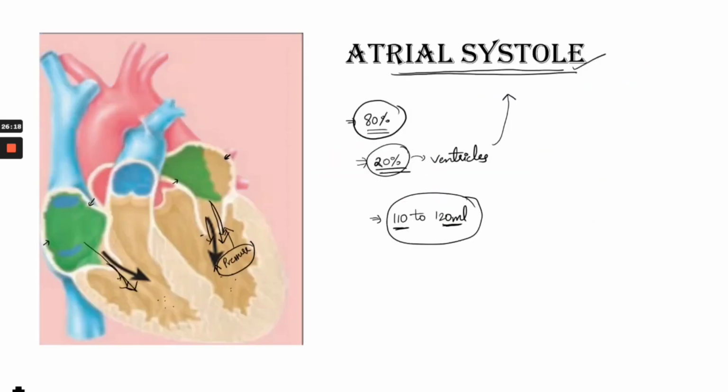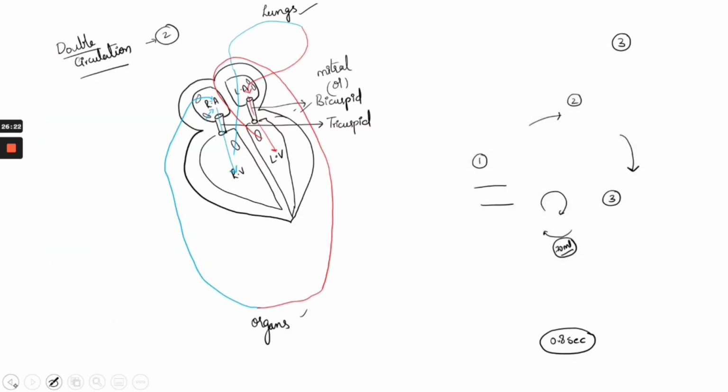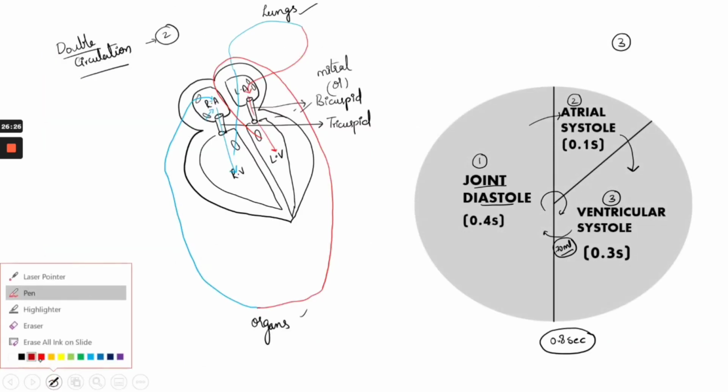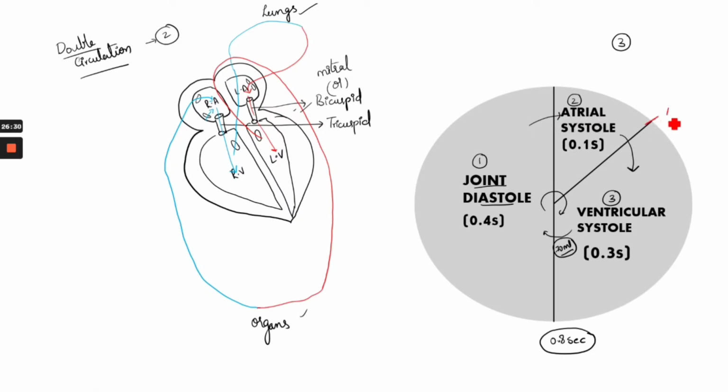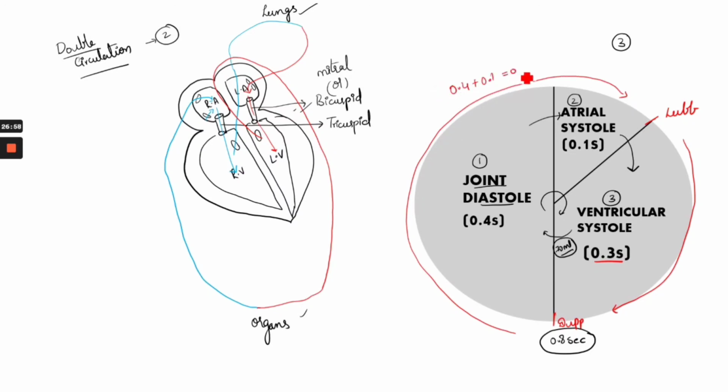Here one more thing to remember, okay, they can ask questions like this. See, when you hear two heart sounds, after atrial systole, you hear lub, right, due to the closure of AV valves, and after ventricular systole, you hear dub, right, due to closure of semilunar valves. From one lub to the next dub is 0.3 seconds. From one dub to the next lub, it is 0.4 plus 0.1, that is 0.5 seconds. Okay, so in one cardiac cycle, the duration between lub and dub is 0.3. From dub to the next lub will be 0.5 seconds. Okay, so this you can calculate using this pie diagram, right?